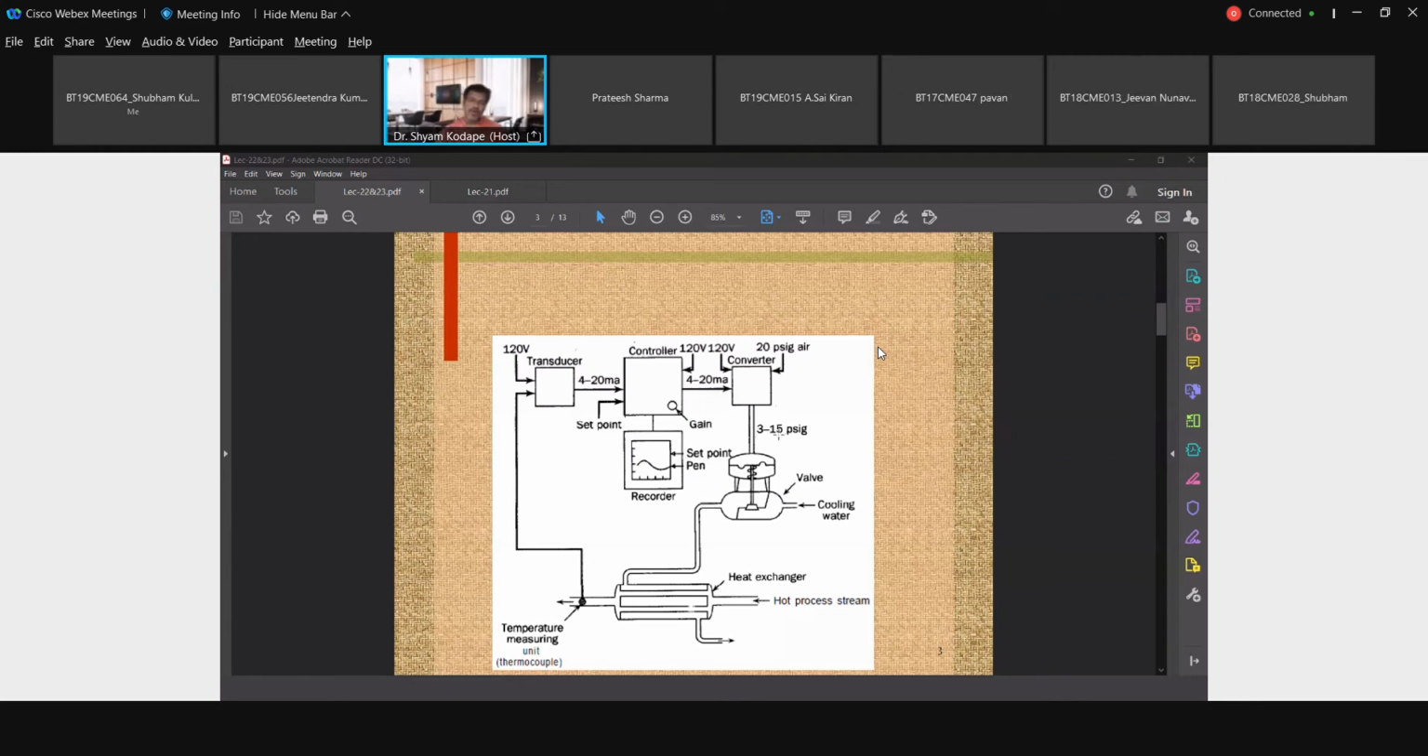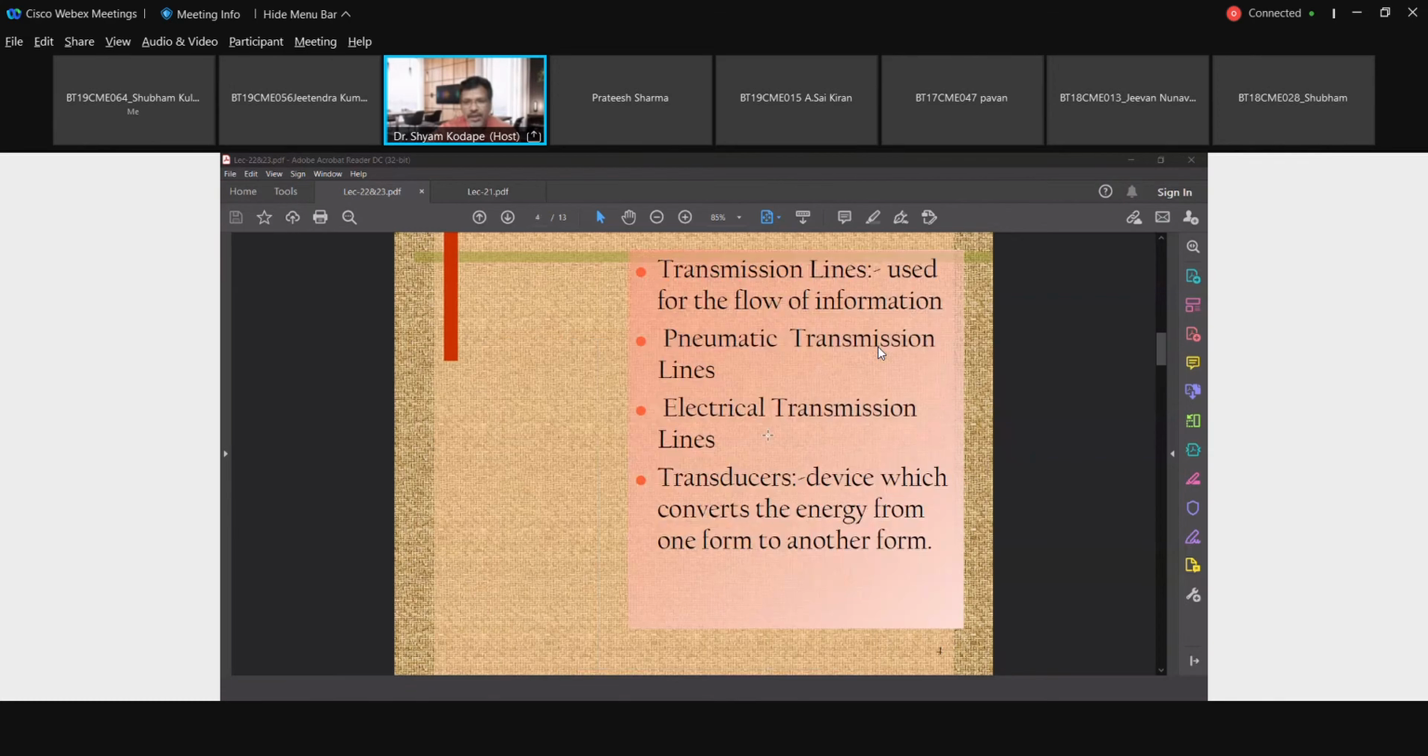Okay, so the controller will sense this much amount of 3 or 15 or in between the 3 to 15. It will make the valve partially open or partially closed based on the requirement. Are you getting my point? So transmission lines may be electrical or pneumatic lines. Okay, further we will see transmission. We call it transmission lines.